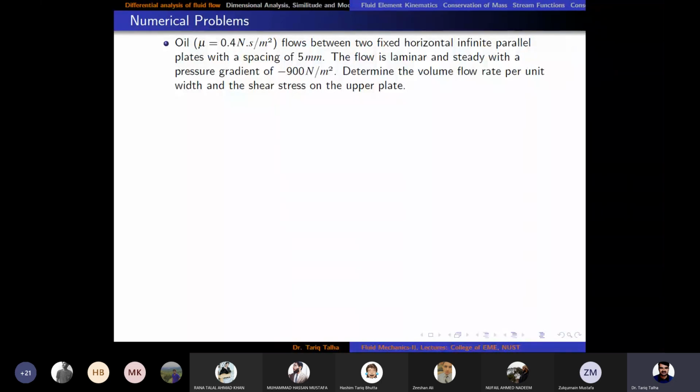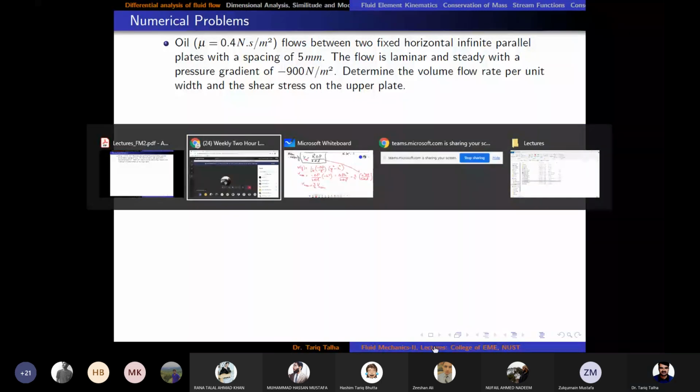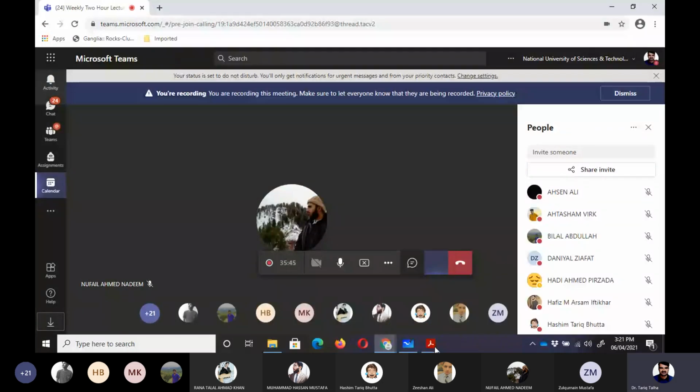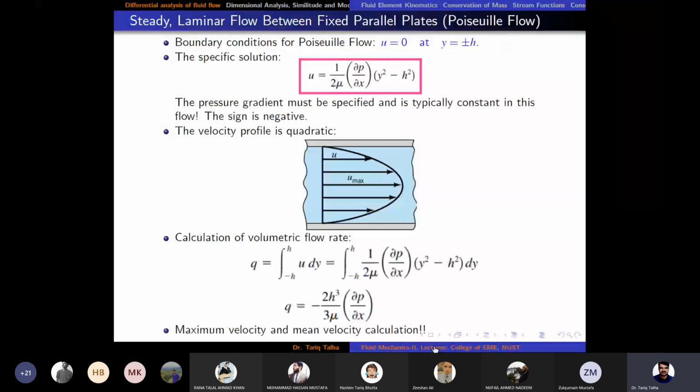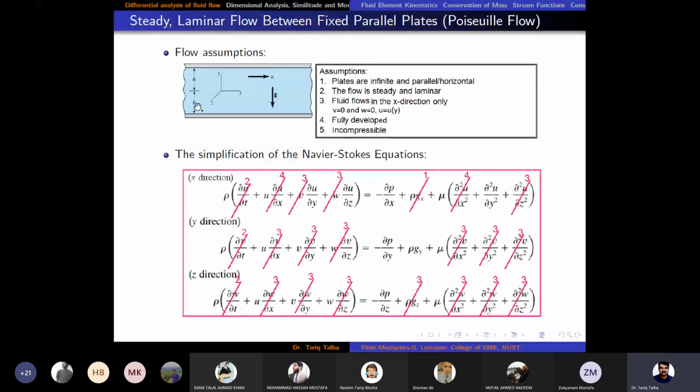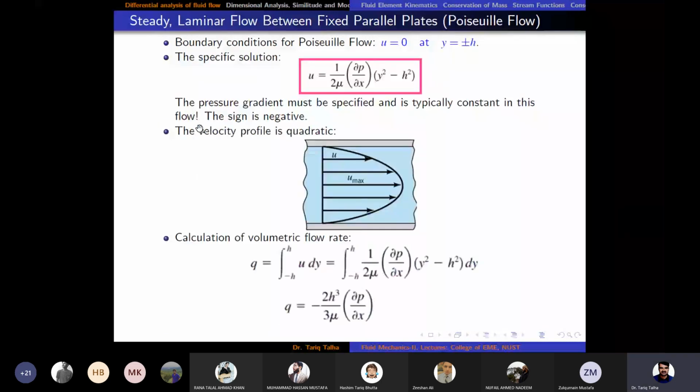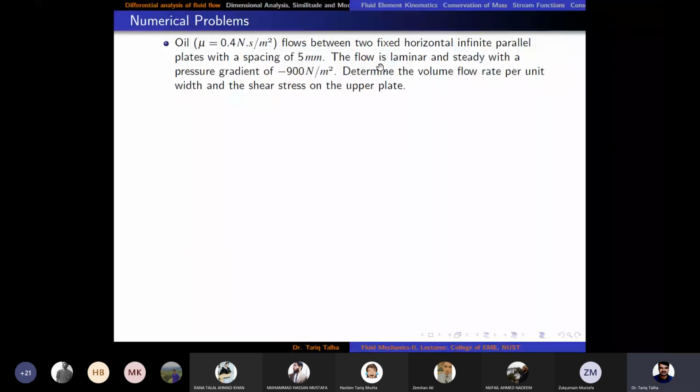So first of all, we have a situation in which oil whose viscosity is given as 0.4 Newton second per meter square flows between two fixed parallel infinite plates with a spacing of 5 mm. Now the total distance is 5 mm. If you remember, the spacing here when we started was 2h. So 2h is equal to 5 mm in this numerical, and the flow is laminar and steady with a pressure gradient of minus 900 Newton per meter square. Determine the volume flow rate per unit width and the shear stress on the upper plane.